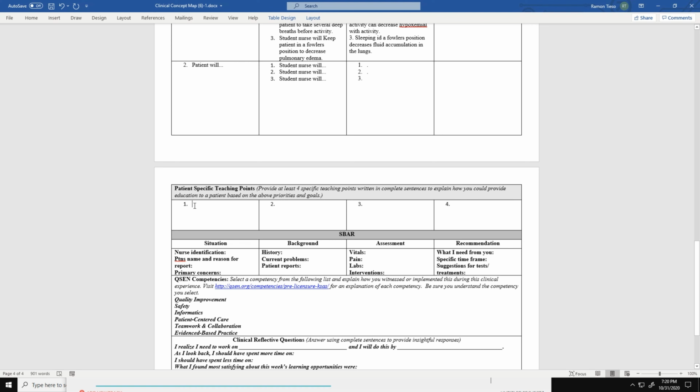Patient-specific teaching points, right? So FACES, you're going to teach them FACES. It's things for them to watch for. The F stands for fatigue, A is activity limitations, C is chest congestion or cough, and then we're on E, edema, right? And S, shortness of breath. So if they can remember those letters to those symptoms, that's a good thing to teach.